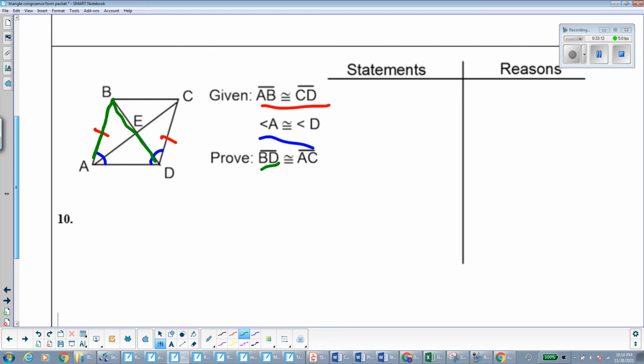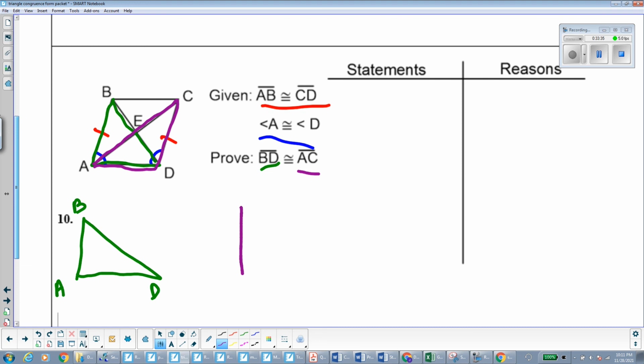I see that BD is part of this triangle BAD over here. And AC is part of this triangle ACD over here. So those are the two triangles I'm going to focus on. Whenever I'm working with overlapping triangles, a really great strategy is to draw each of the triangles separately from each other so that we can clearly see what's going on.